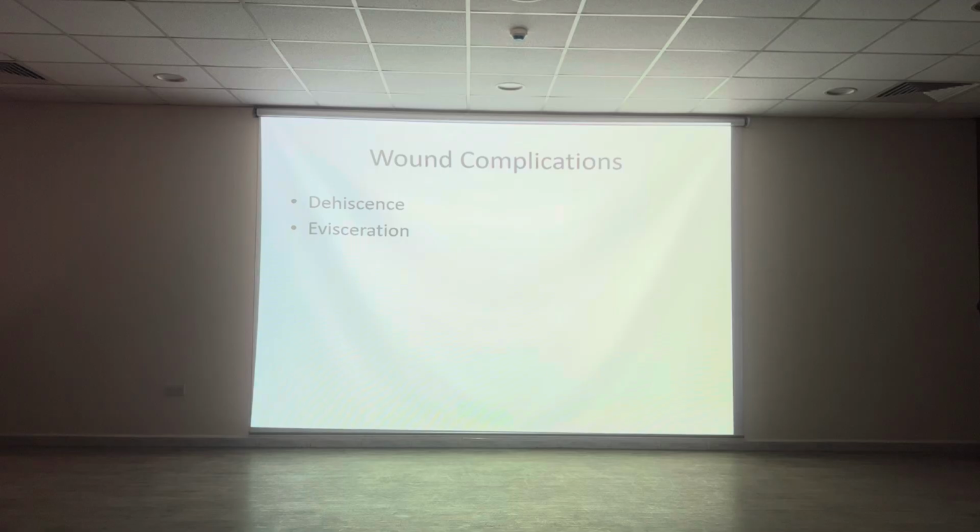Wound complications would include dehiscence or evisceration, or wound infection, seroma, hematoma. We'll come to that in detail. Dehiscence is separation of the wound edges. You suture the wound at the end of the operation, and the next day or so, you observe that the wounds are not coming together. There is a separation, there is a distance in the wound. The dehiscence may happen at the level of the skin, at the level of the subcutaneous tissue, or at the level of the fascia.